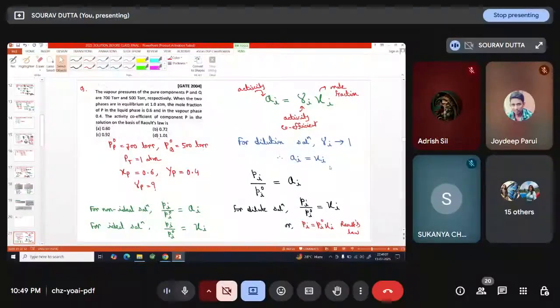It is just similar. In some cases, you can write it in terms of concentration. Activity equals activity coefficient times concentration. For a dilute solution, the activity coefficient tends to 1, so activity equals concentration. You can also write that. I will teach this when I teach ionic equilibrium.